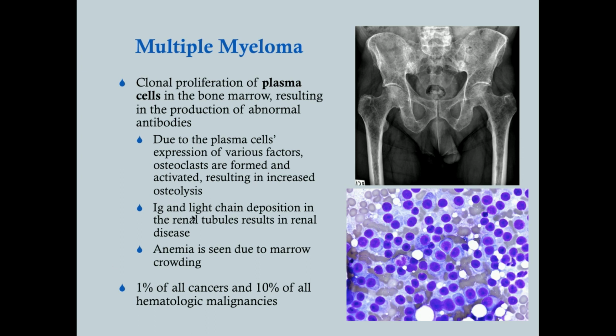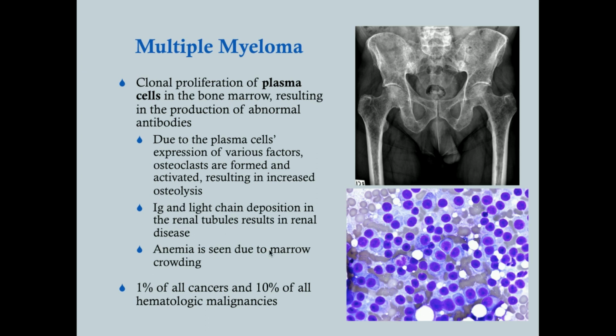The immunoglobulin and light chain deposition in the renal tubules is what causes the renal disease. So that's an intrinsic renal disease, and that's why its BUN creatinine ratio was around 15, which suggests an intrinsic renal disease. It's not over 20; that would suggest something like dehydration. So he has an intrinsic renal disease, and this is due to deposition in the renal tubules. It just clogs them up.